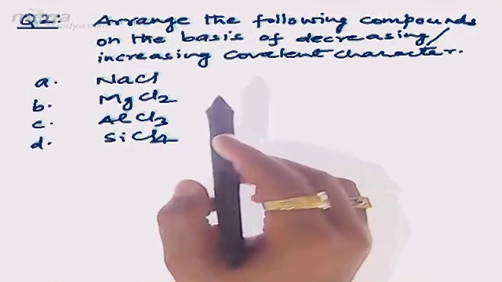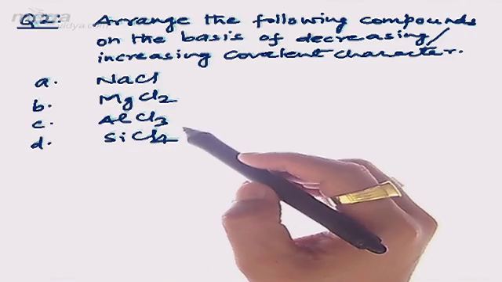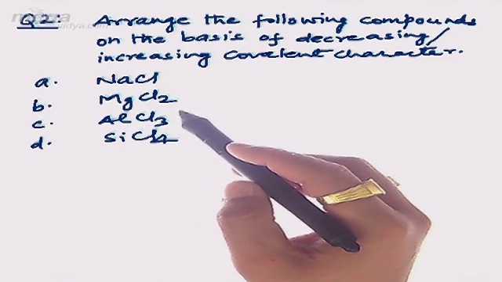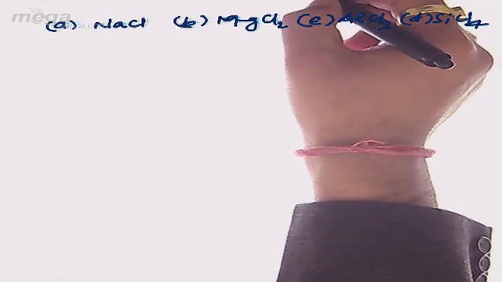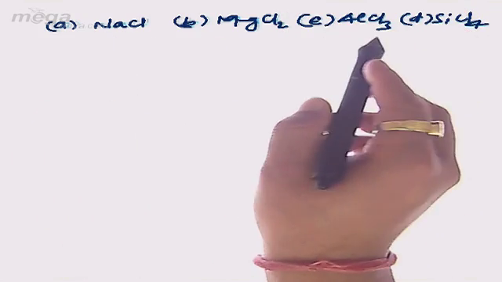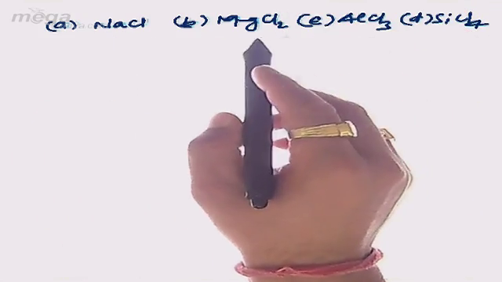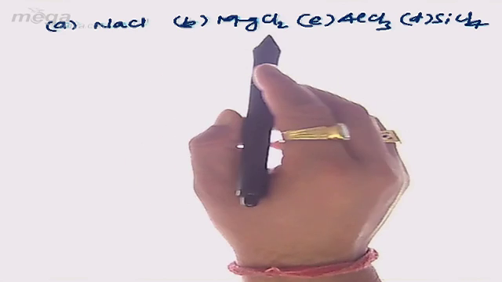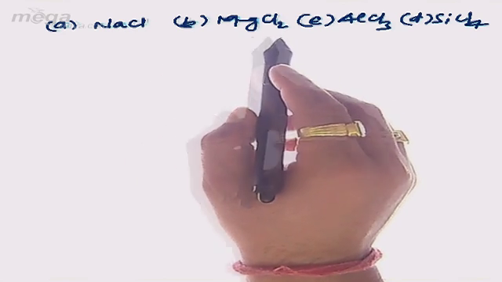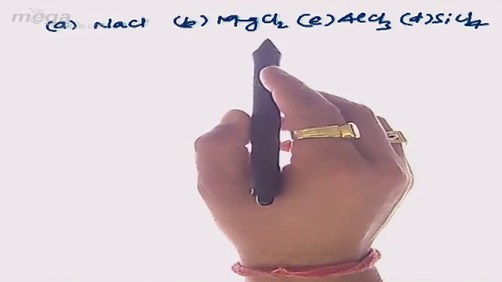So we have another question here, that we have to arrange these 4 compounds on the basis of either decreasing or increasing covalent character. Now we have to compare the covalent character of NaCl, MgCl2, AlCl3, SiCl4. As we discussed in the previous question, to compare the covalent or the ionic character, we have to look into Fajan's rule, which is based on the cationic or the anionic size or on the cationic or the anionic charge.